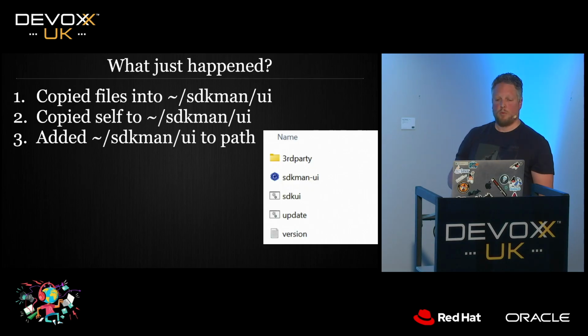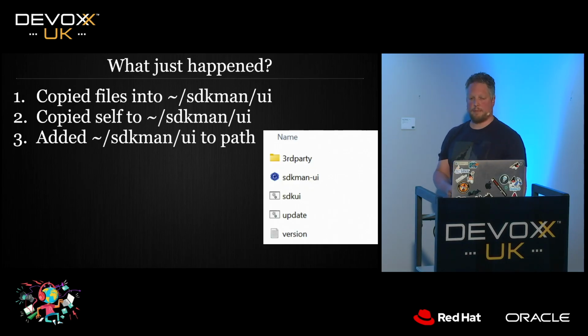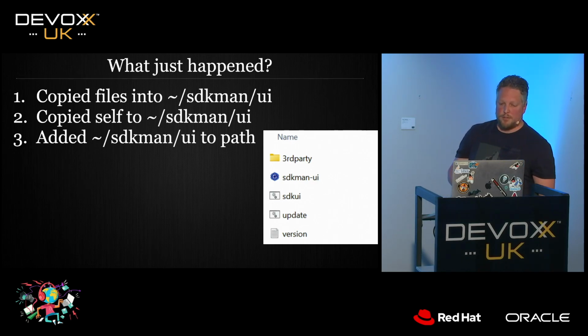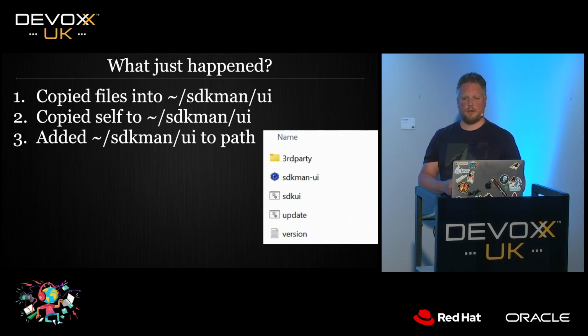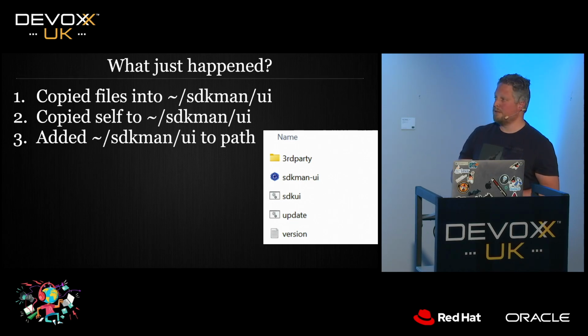Okay. What just happened? Well, 3 things happened. We copied some files into the home folder of the user, the SDKMAN/UI. There is also a third-party folder inside my application, because Linux usually has stuff installed like tar and zip and unzip. However, this is not the case on Windows. So we need to bundle those third-party libraries ourselves. So everywhere it works the same. So we copy ourselves to this UI location, and we're going to add it to the path.